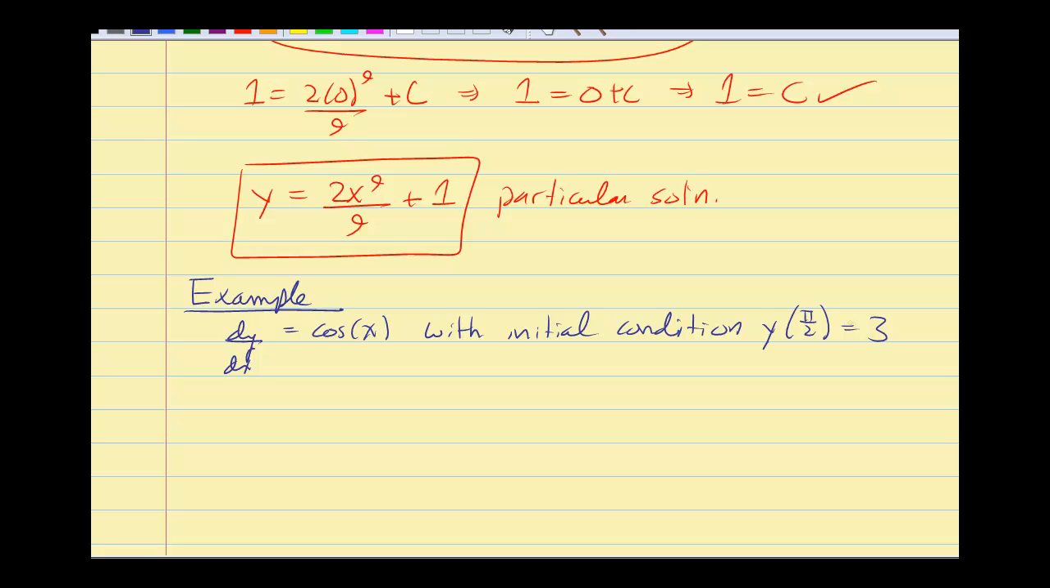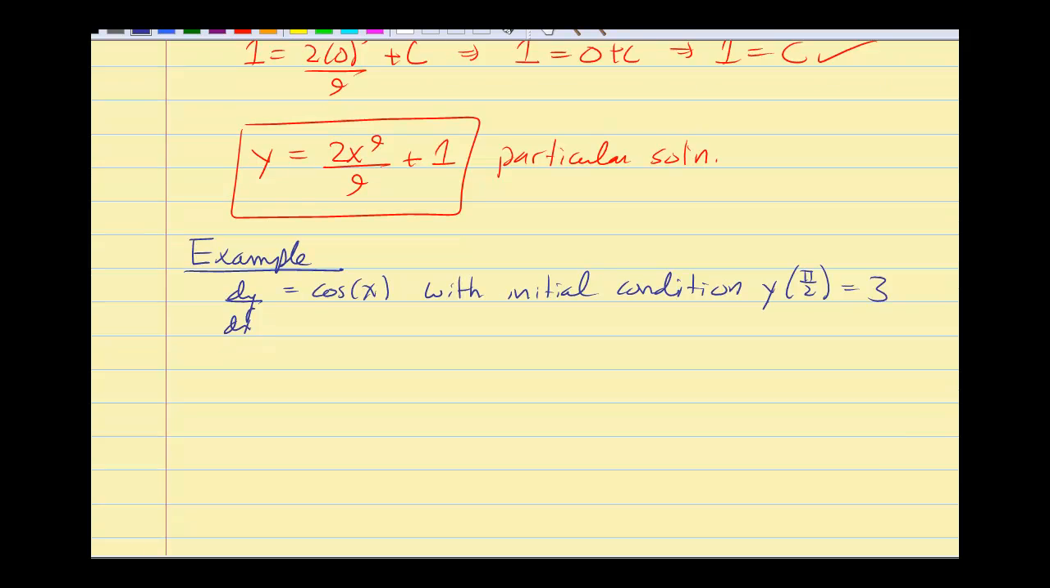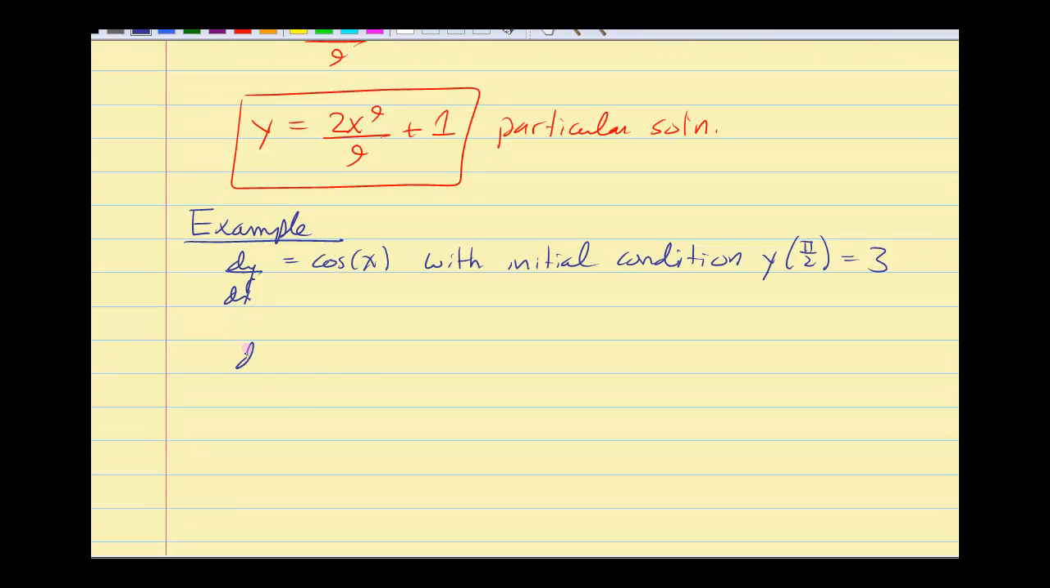Okay, so this example we're going to be looking at dy dx equals cosine of x with the initial condition y of pi over 2 equals 3. So the first thing that we do is we solve for dy. So we have dy equals cosine of x dx. Then I integrate both sides. And always put parentheses around the arguments of your trig functions.